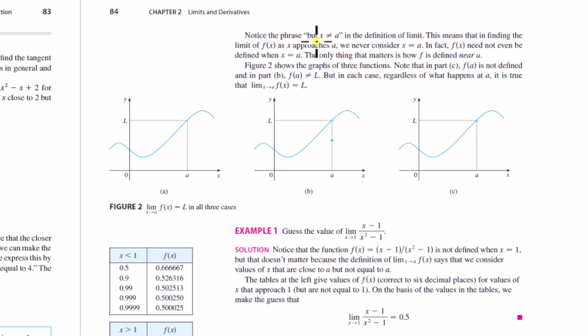Notice the phrase, but x is not equal to a in the definition of the limit. This means that in finding the limit of f of x as x approaches a, we never consider what happens when x equals a. In fact, f of x need not even be defined when x equals a. The only thing that matters is how f is defined near a.